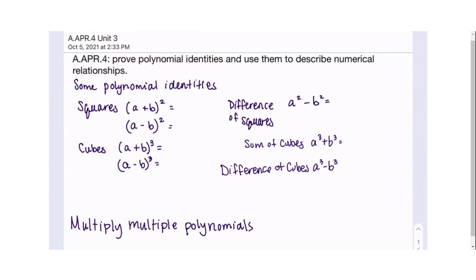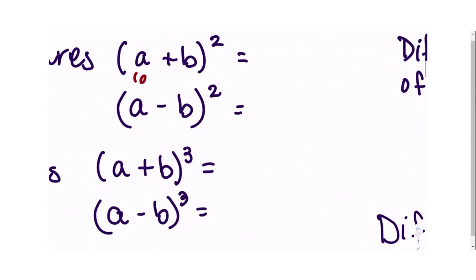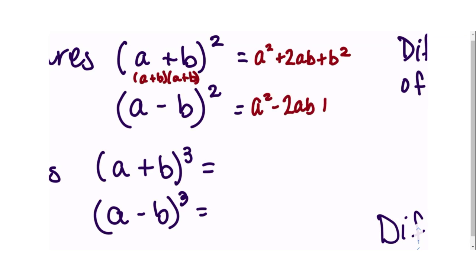If you were to multiply (a plus b) squared, I'm just going to write in here really small, it's the same thing as doing (a plus b) multiplied by itself, right? So if we FOIL that out, if we distributed that out, we would get a squared plus 2ab plus b squared. Similarly, for the difference, you would have a squared subtract 2ab plus b squared. So it follows that pattern no matter what you're squaring.